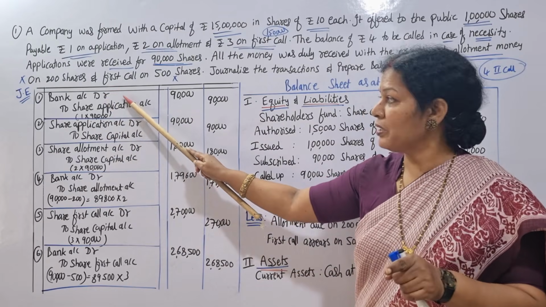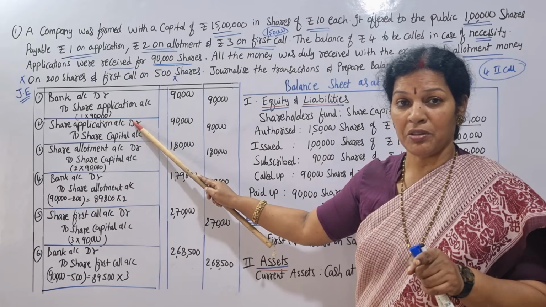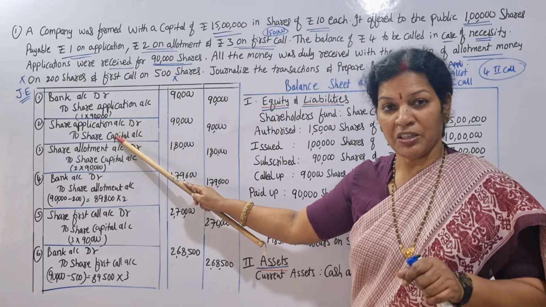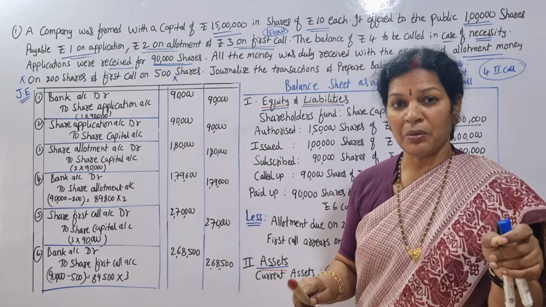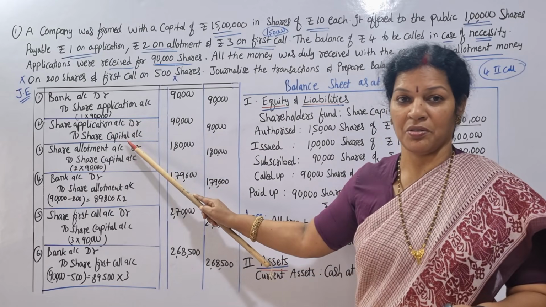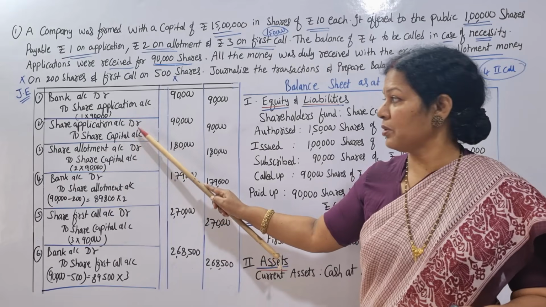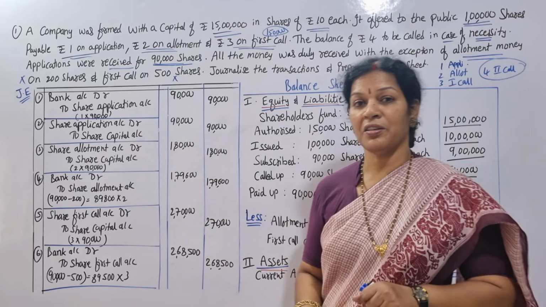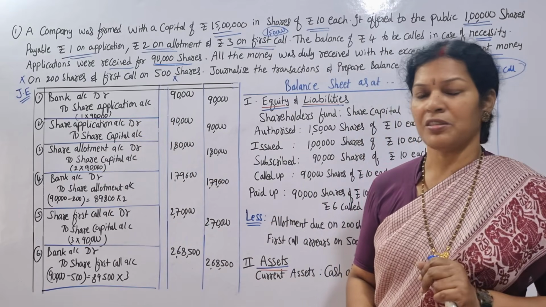So the first one is share application amount received. The second one, narration: share application amount transferred to share capital account. Over. Next after that we have to focus on the next.